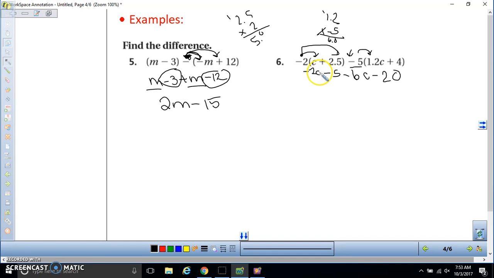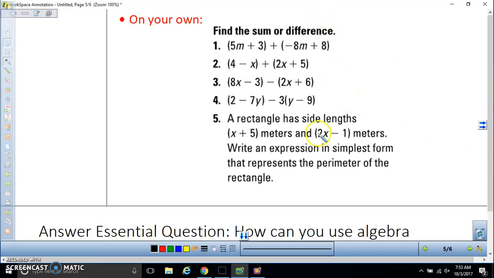Now we're going to combine our like terms. 2c, -2c, -6c is -8c. -5, -20. Minus 25. Remember, no number answers. You're trying to just get it by itself. Simplify, not get it by itself. Simplify. All right, go ahead and try these on your own problems.